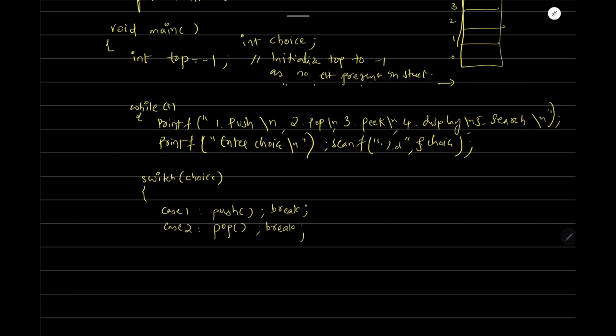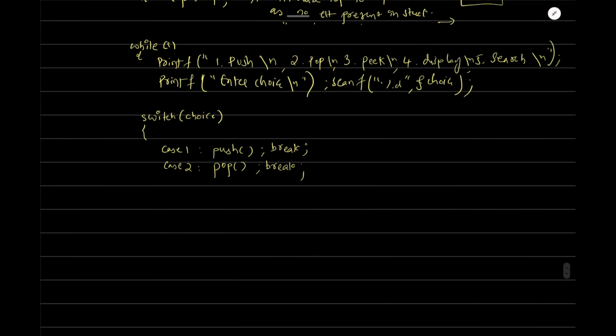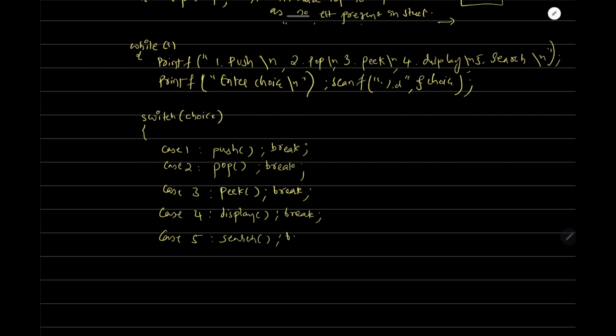Basically, first all these five operations will be printed and we will choose one choice. Based upon that, we are writing the switch case, which will select a particular operation to perform on the stack. Next, if I press 3, I should do the peek operation. If I press 4, I should go to the display operation. If I press 5, the fifth choice, I will perform a search operation. And also we can add something like 6 means exit. If I press 6, it will exit.